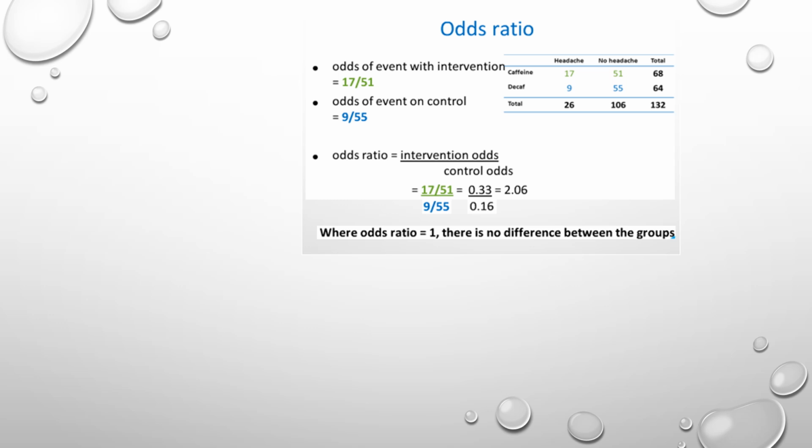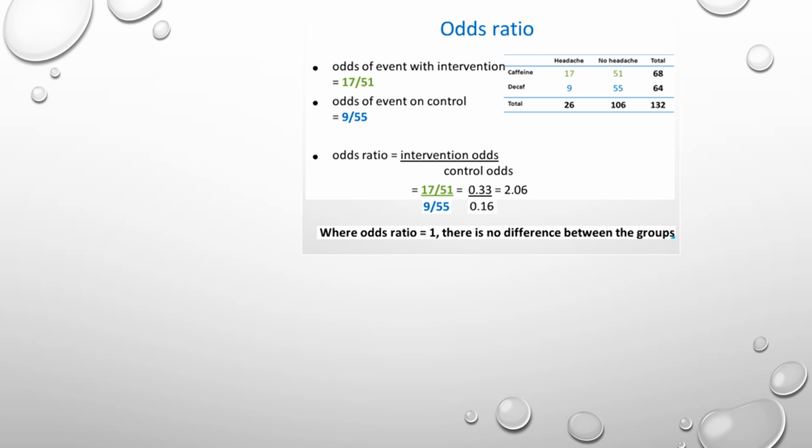Odds of event among control group, that means odds of getting headache among comparison group, that is decaffeinated drink users, will be 9 got headache, 55 didn't get headache. So 9 out of 55. Odds ratio will be odds of headache among intervention group or caffeine drinkers group divided by odds of headache among control group or decaffeinated drink group. So here 17 out of 51 divided by 9 out of 55. So 0.33 divided by 0.16, that is 2.06.